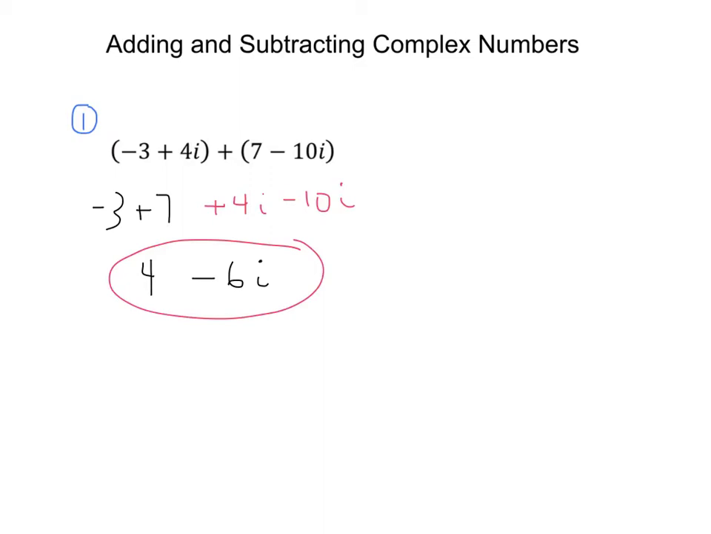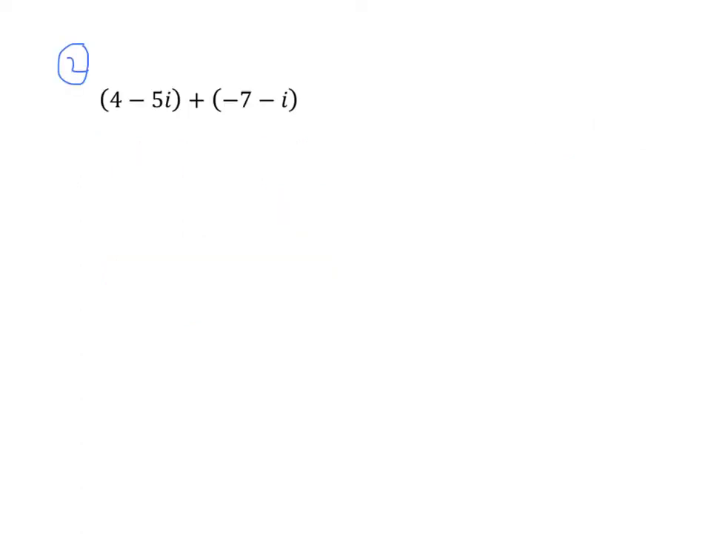And every time you write your answer for these, you want to make sure you're using this format, a plus bi. You always want to have your answer written in this format, with your real part first, and then your imaginary part second. Alright, go ahead and pause and add these two complex numbers. Let's check if you got it right.